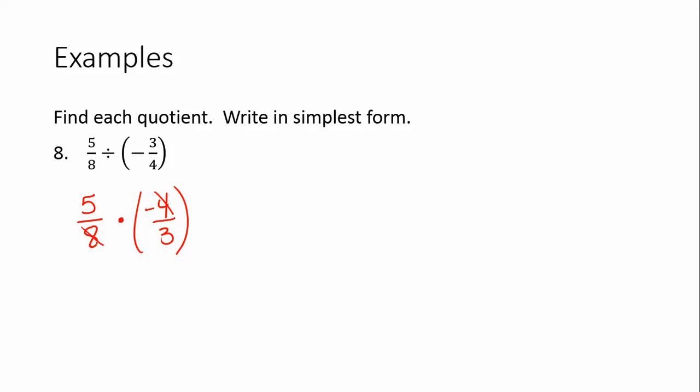4 and 8 are both divisible by 4. 4 goes into 8 twice, 4 goes into 4 once. Now we have 5 times -1, 2 times 3, and you get -5/6.